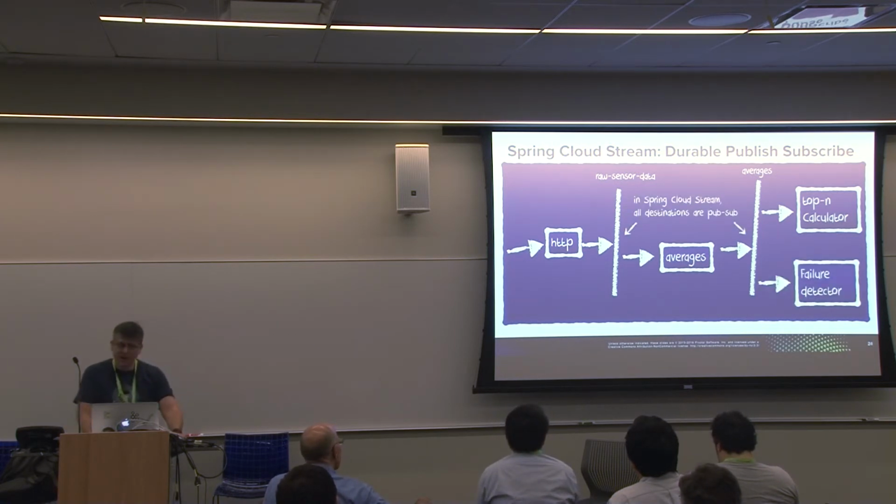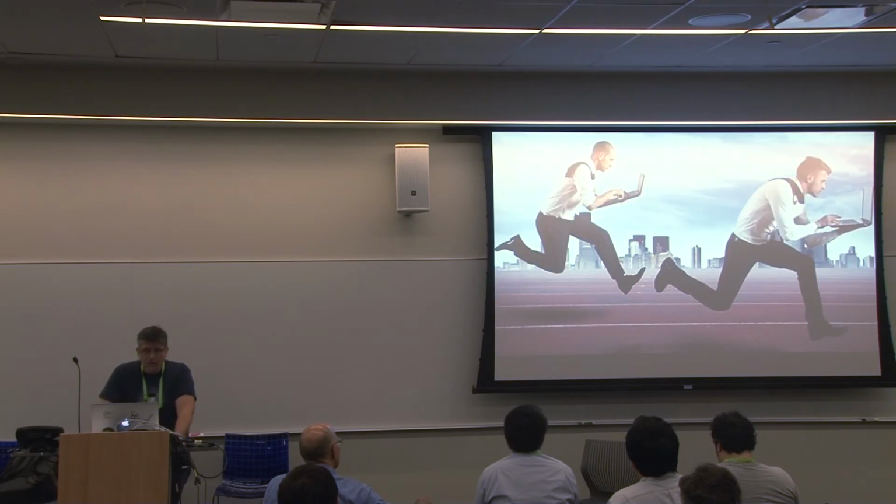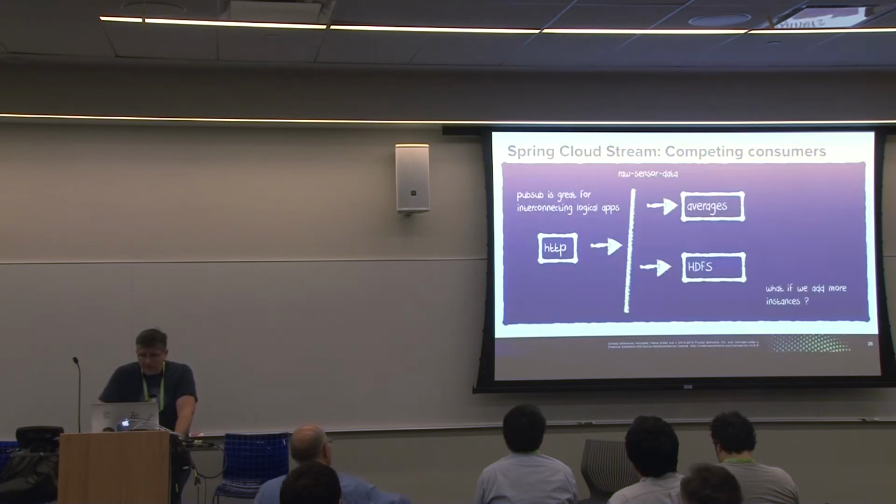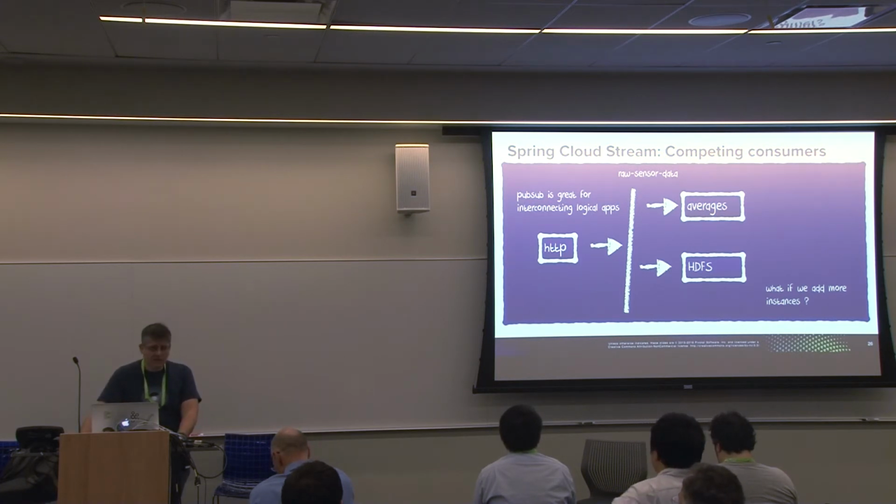With all the destinations being publish-subscribe comes the problem of competing consumers. So it's great that I can have two separate applications and both of them receive the same message, and that's fantastic because now I can branch out and I can build very complex graphs.